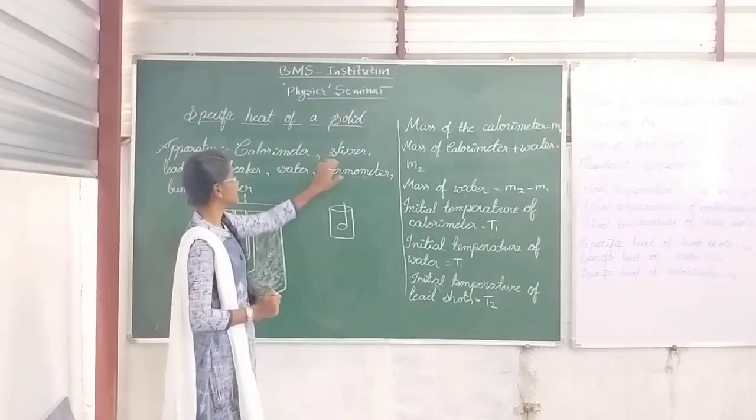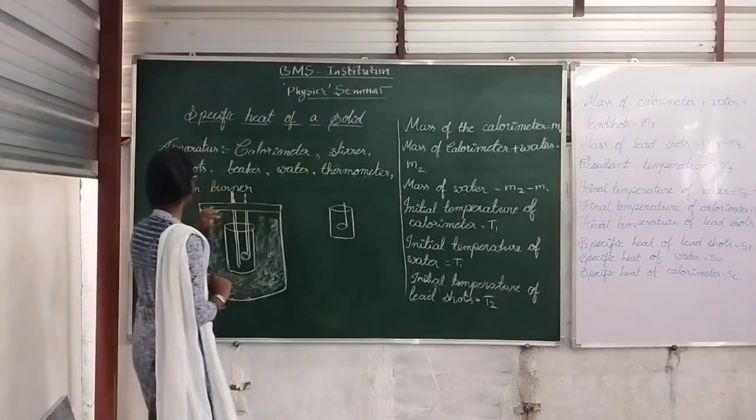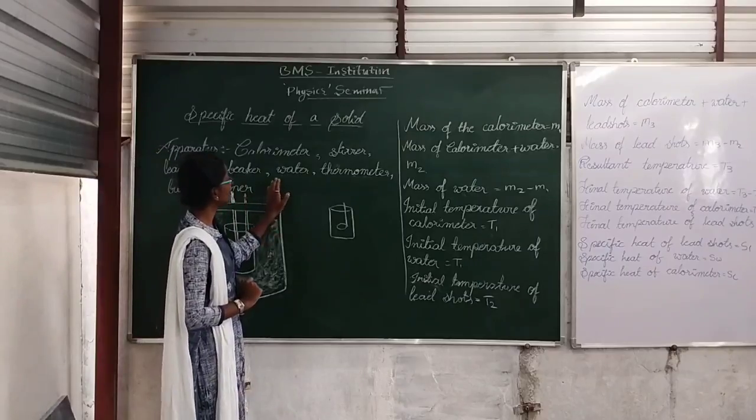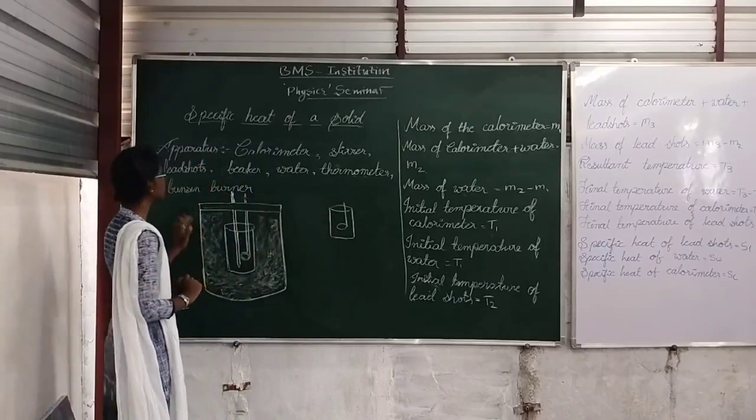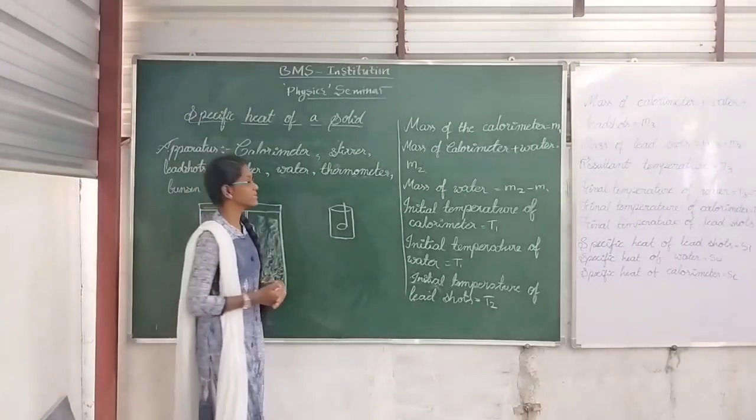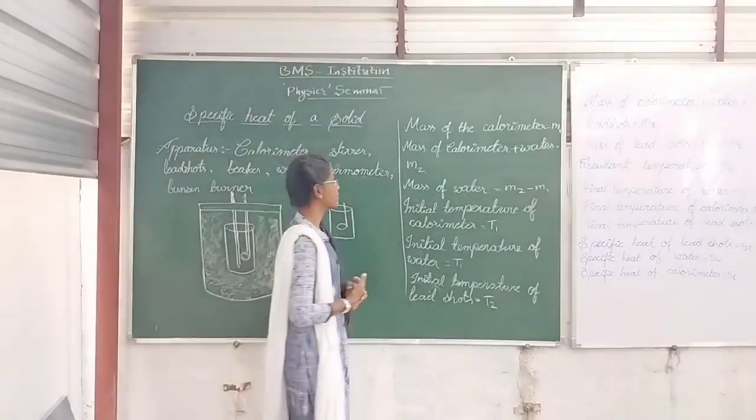Now the second apparatus is the stirrer, and next are lead shots, then a beaker and water, a thermometer and a Bunsen burner. These are the apparatus we need for doing this experiment. And now let us go to the experiment.